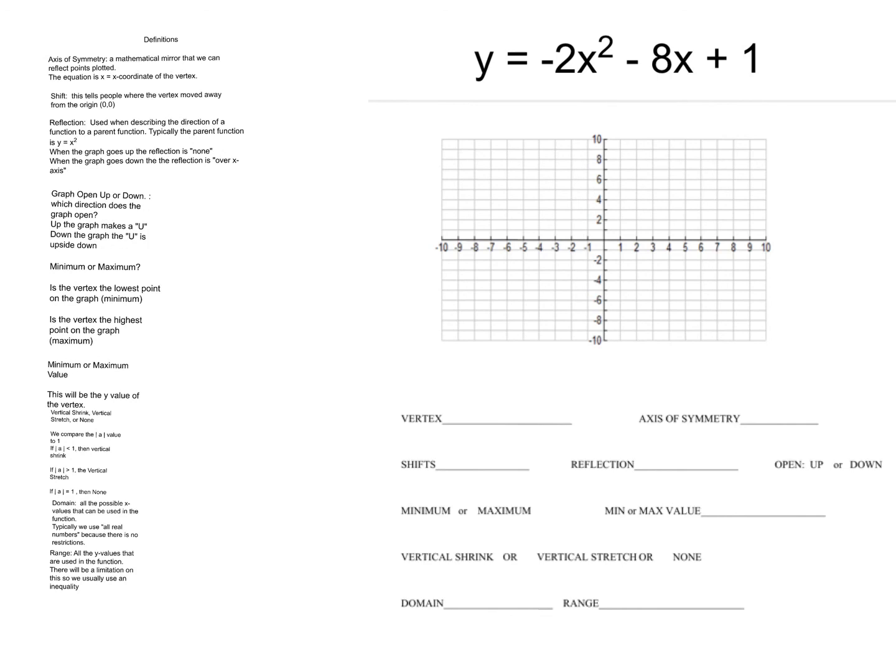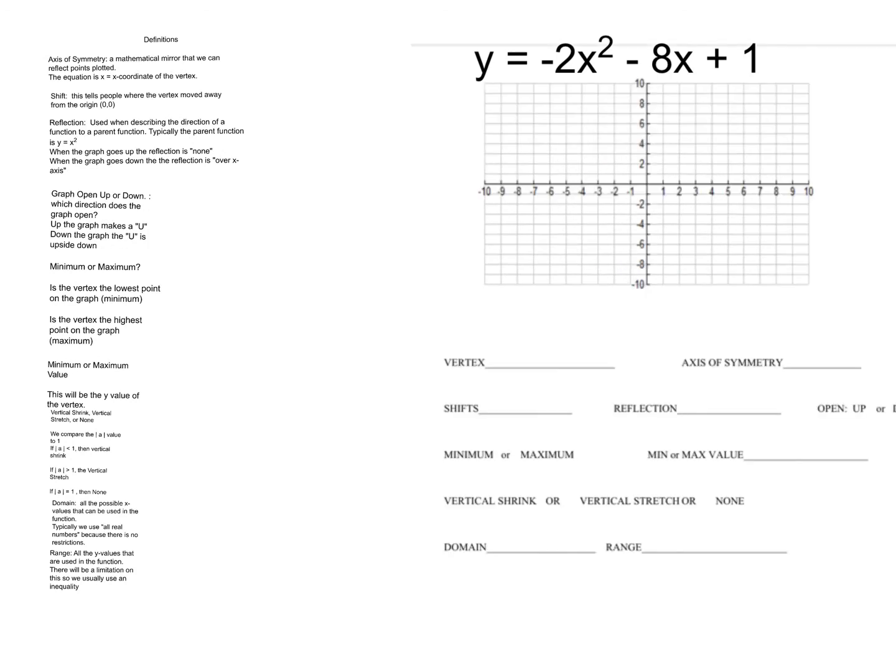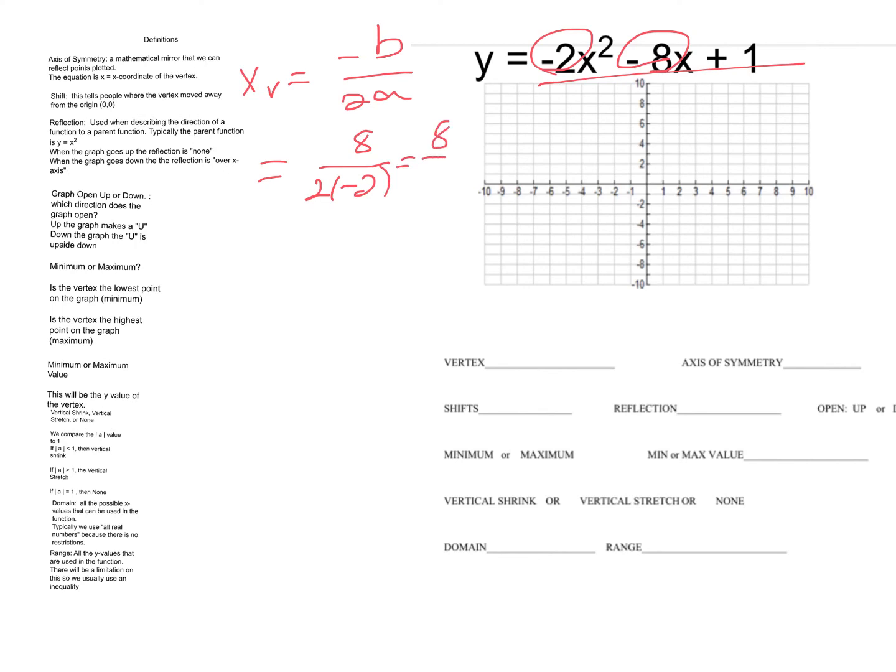Alright, folks. Alright, so here we go, folks. Let's take a look at this problem. So again, standard form. Got the b value, I've got the a. So x vertex negative b all over 2a. Alright, so I'm going to go 8 all over 2 times negative 2. 8 over negative 4, which means that's going to be negative 2 for my x vertex.